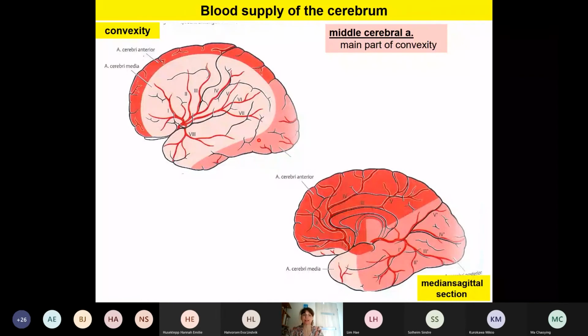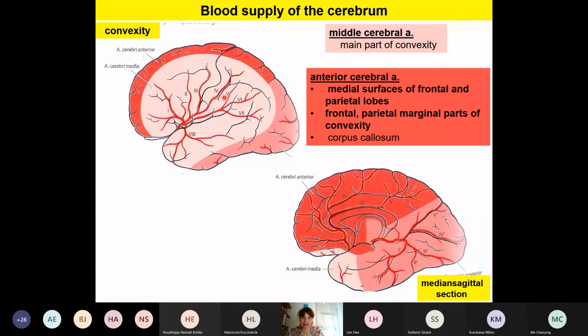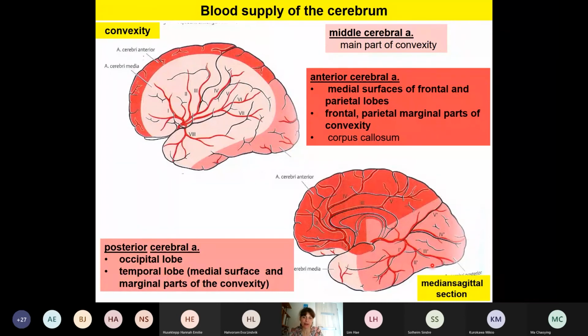And if you consider the cerebrum, these pictures show the outer surfaces, so the convexity, and here the medial surfaces. If you follow these colors, you will see that the middle cerebral artery supplies almost the entire surface of the convexity, but the medial margins of the frontal and parietal lobes are supplied by the anterior cerebral artery, and also the medial surfaces together with the corpus callosum. And the posterior cerebral artery supplies the entire occipital lobe together with these marginal parts of the temporal lobe, and also the medial surface of the temporal lobe is supplied by the posterior cerebral artery.